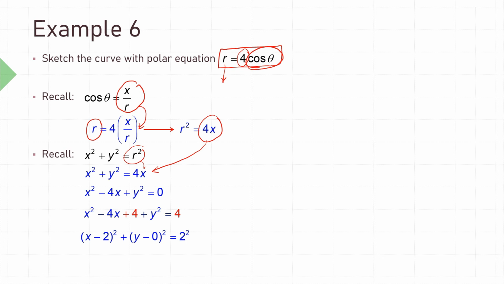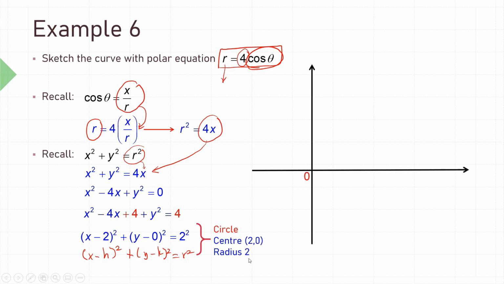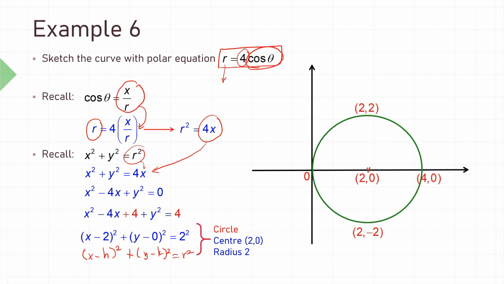What equation is this? If you remember, this is actually the equation for the circle, because the equation for the circle with center (h, k) is given by (x minus h) squared plus (y minus k) squared, with the radius r, so r squared. So this is the equation for the circle. In this case, the center is (2, 0) and the radius is 2. So we try to draw this circle on this plane. We have this circle.